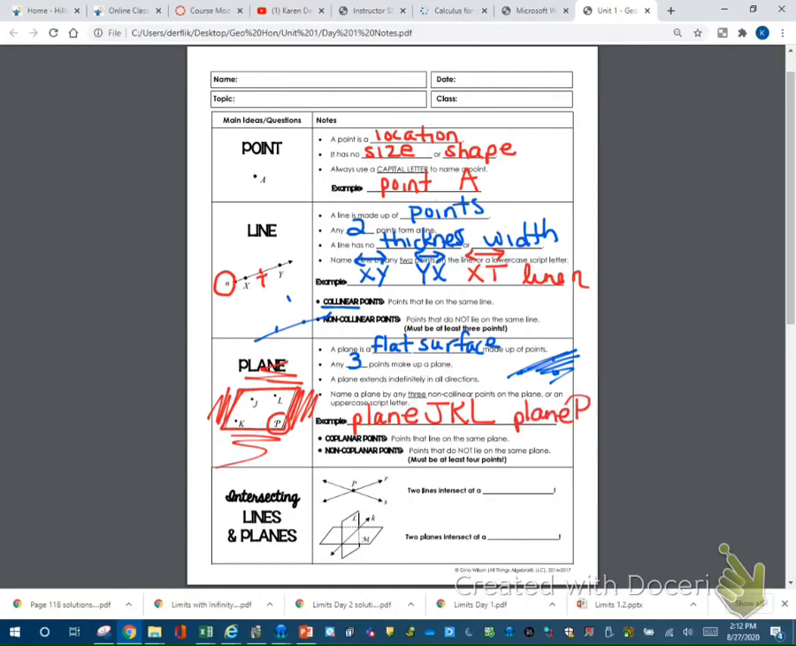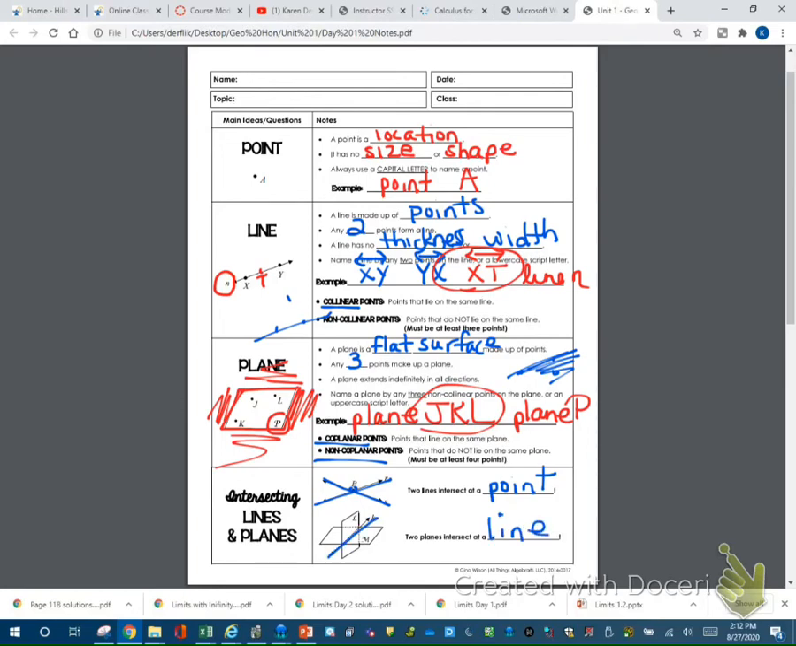Okay, so 2 letters to name a line, 3 letters to name a plane. Something else that I think is pretty common sense, the words coplanar versus non-coplanar. Coplanar means they're on the same plane. Non-coplanar would mean they're not on the same plane. Think of 2 different sides of a die, okay? All right, last, 2 lines will always intersect at a point, okay? And 2 planes will intersect in a line.